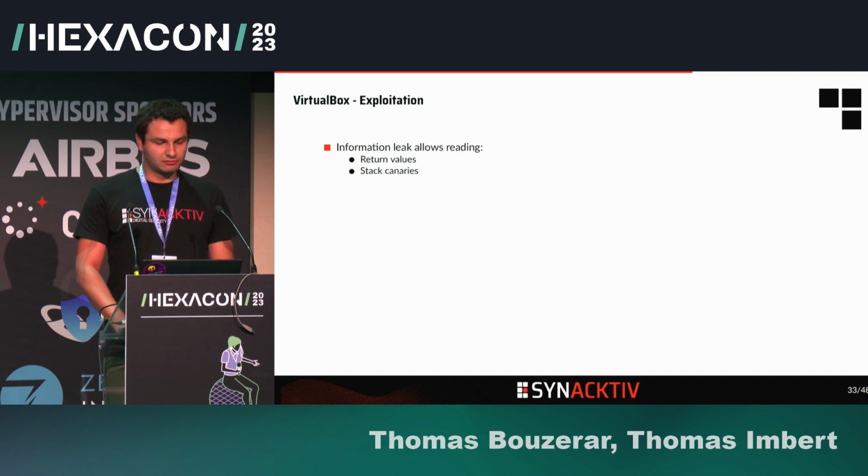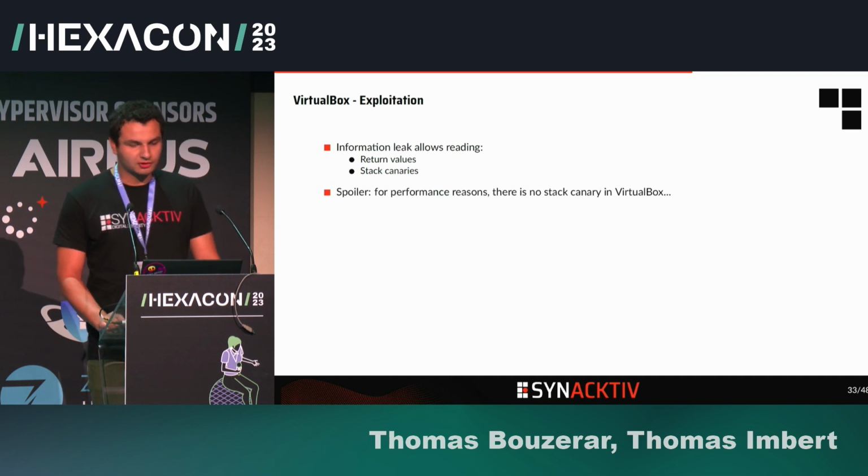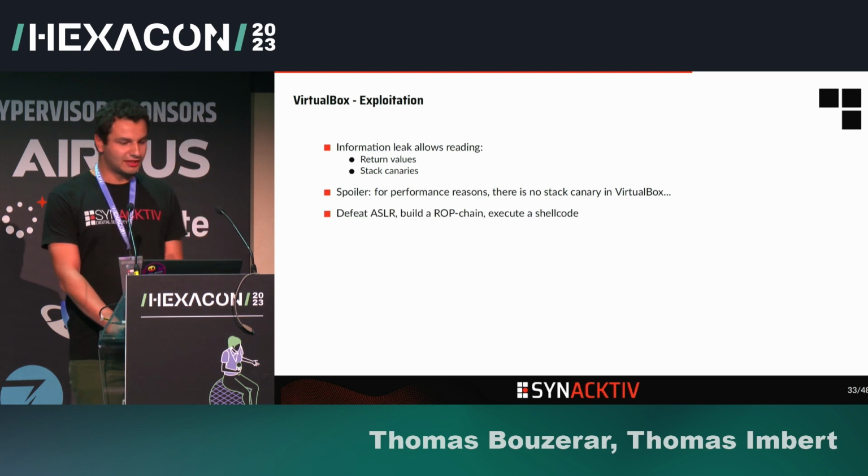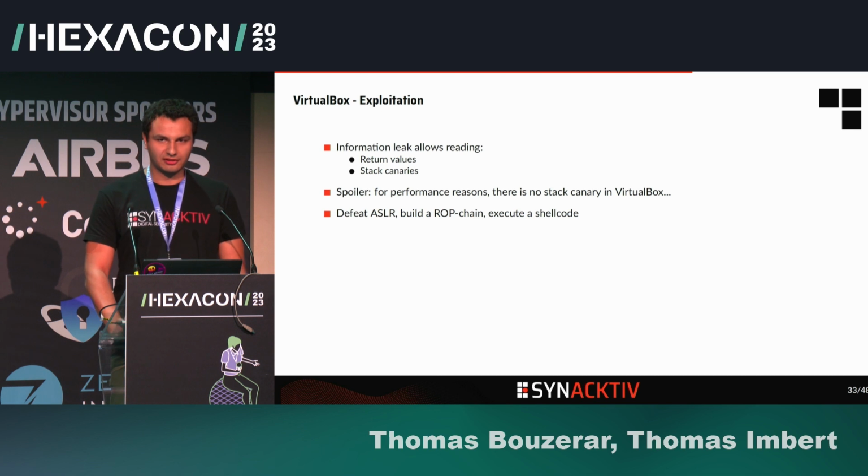And actually, for performance reasons, there is no stack canary in VirtualBox. So we don't even need that. So we have 1 kilobyte of data just to leak one return address. So now we can defeat ASLR, build a ROP chain, and execute a shellcode.